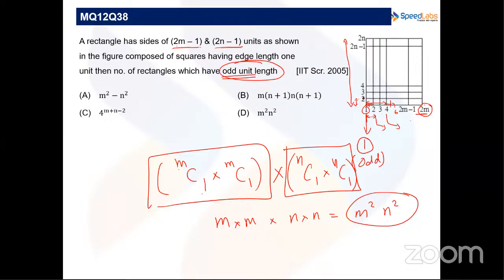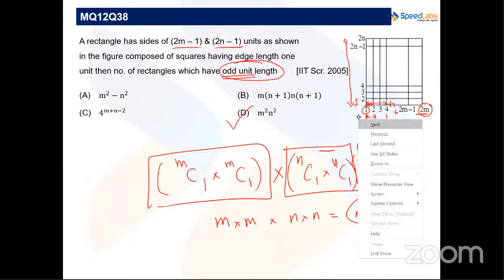Arushi, Manvi, Param, Parth, Vamsi. So our correct option is option D. Moving to the next question.